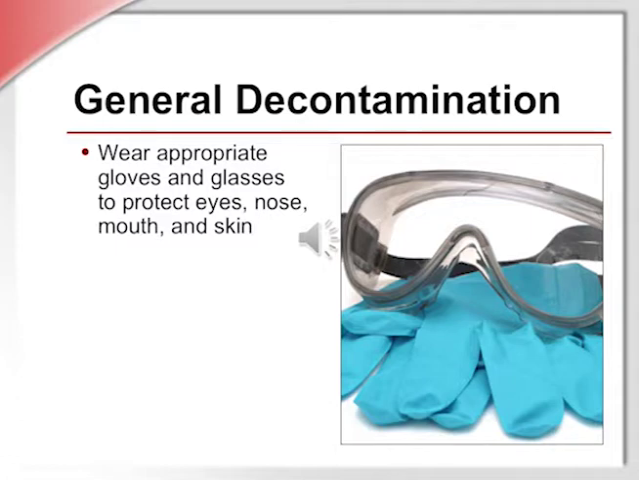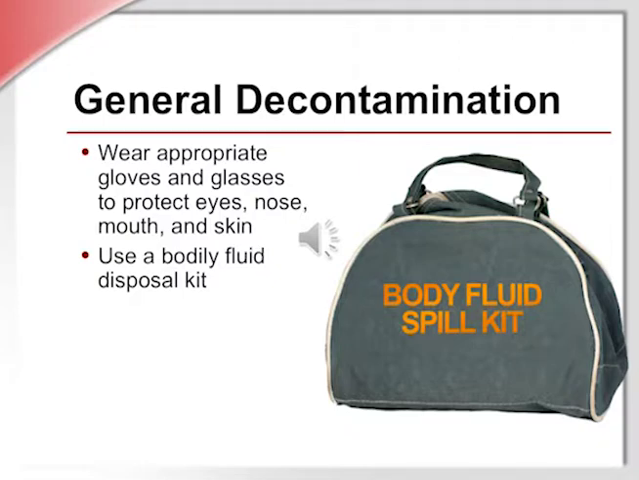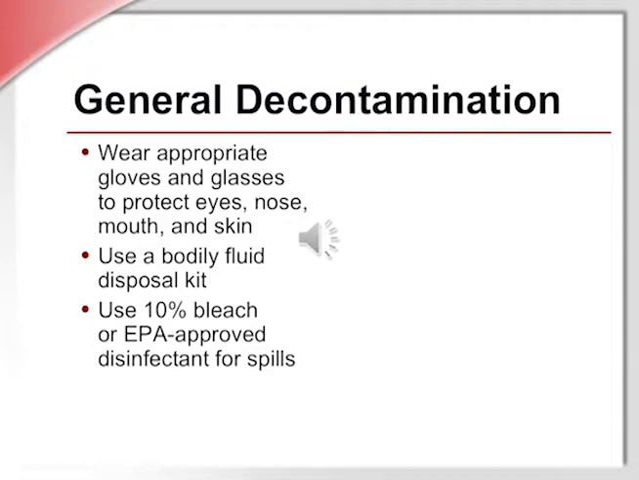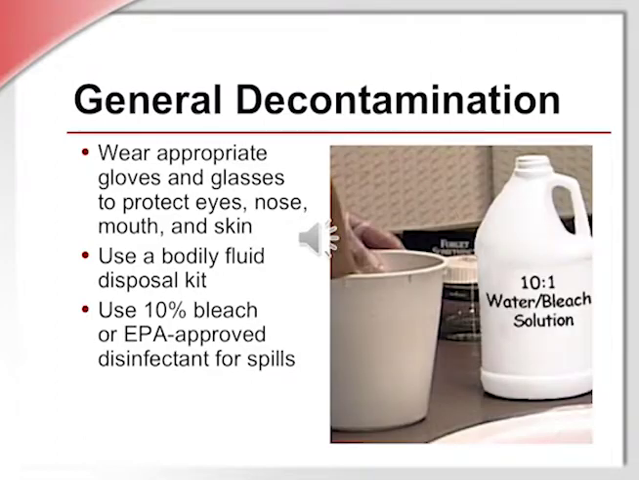Use a bodily fluid disposal kit, which contains cleanup materials such as absorbent powder, a disinfectant, a disposal bag, and PPE such as gloves, eye protection, an apron, and possibly shoe covers. The absorbent powder can be sprinkled on bodily fluids, scooped up, and placed in the disposal bag. Use a 10% bleach solution or an EPA-approved disinfectant when wiping down potentially contaminated surfaces to ensure that all bloodborne pathogens are killed. Immediately dispose of all contaminated materials that you have used for cleanup in the disposal bag.